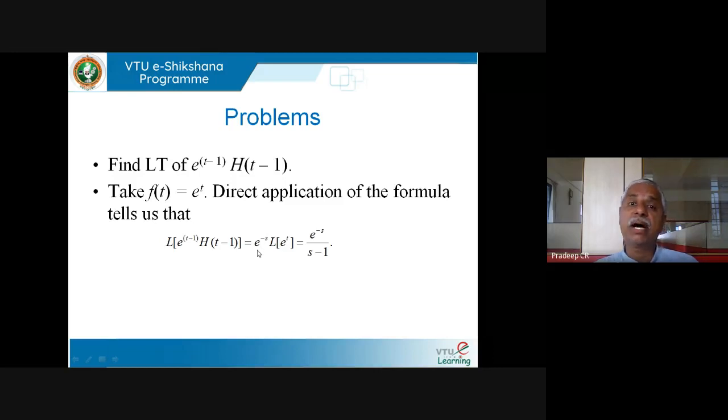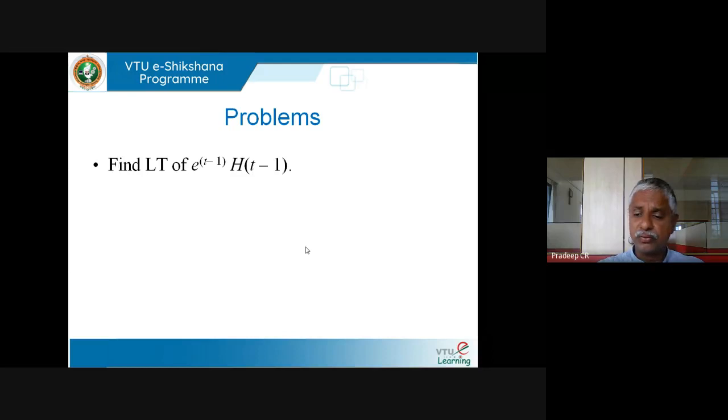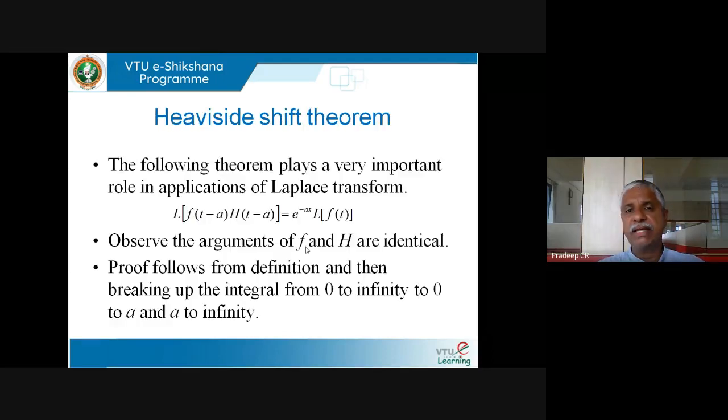You should know this formula by heart. Only then you can do this. And the Laplace of e power t, I know, is 1 by s minus 1. The Laplace of e power a t is 1 by s minus a, and a is 1 here. So I get this. This is really a direct application of the formula just seen: the Laplace of f(t minus a) h(t minus a) is e power minus a s into the Laplace of f(t). I will directly apply it here. Take f(t) equal to e power t, a equal to 1. That's what we have done.